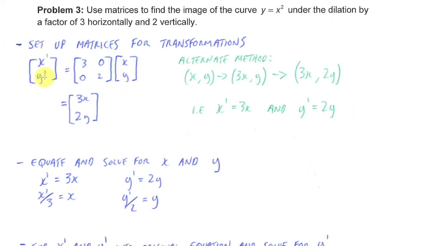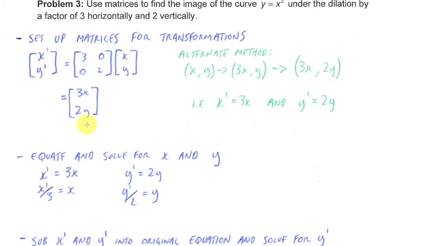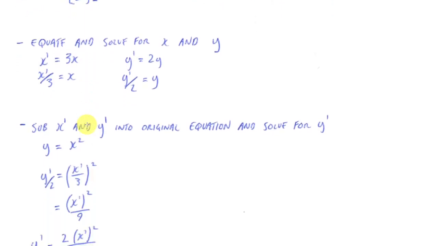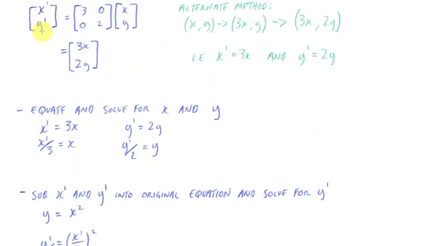So x prime, y prime will equal this matrix, the dilation factor matrix, being multiplied by the original matrix. So if I do that multiplication, I can do that on my CAS easily to evaluate, don't need to do it by hand. I'll get this. So x prime will equal 3 lots of the original x, y prime will equal 2 lots of the original y. So what I do next is equate and solve for x and y. So just need to follow that step. So we'll equate it. So x prime is equal to 3x.